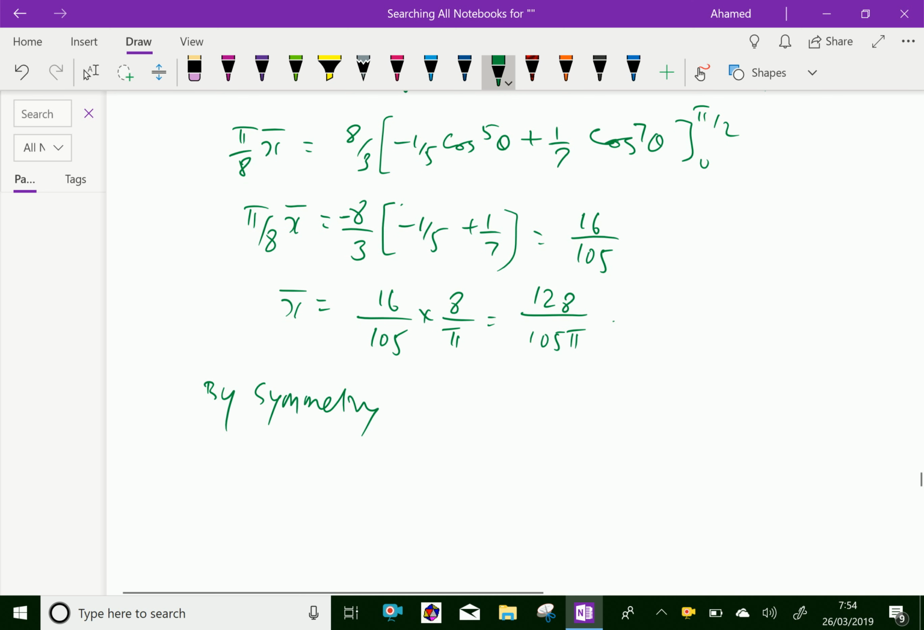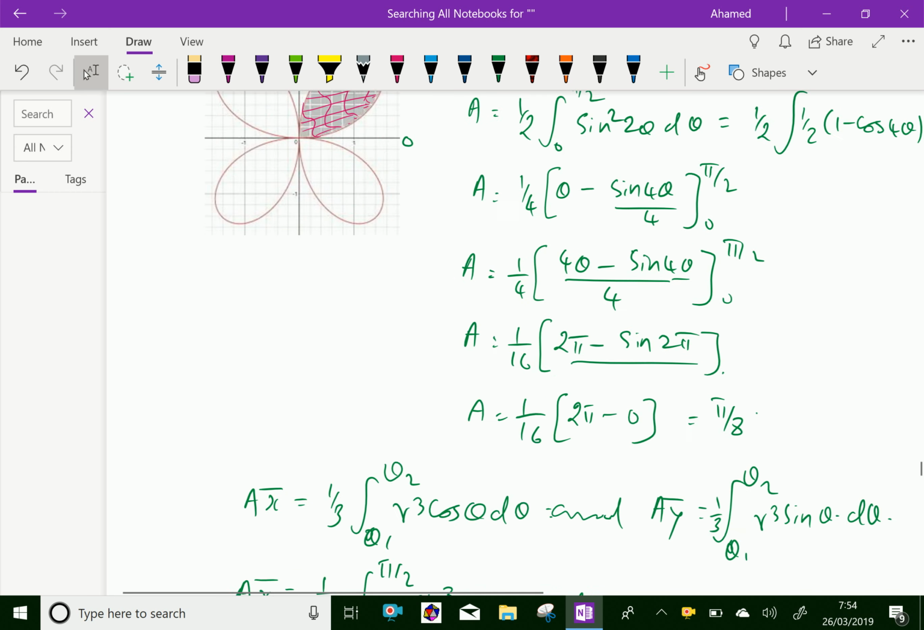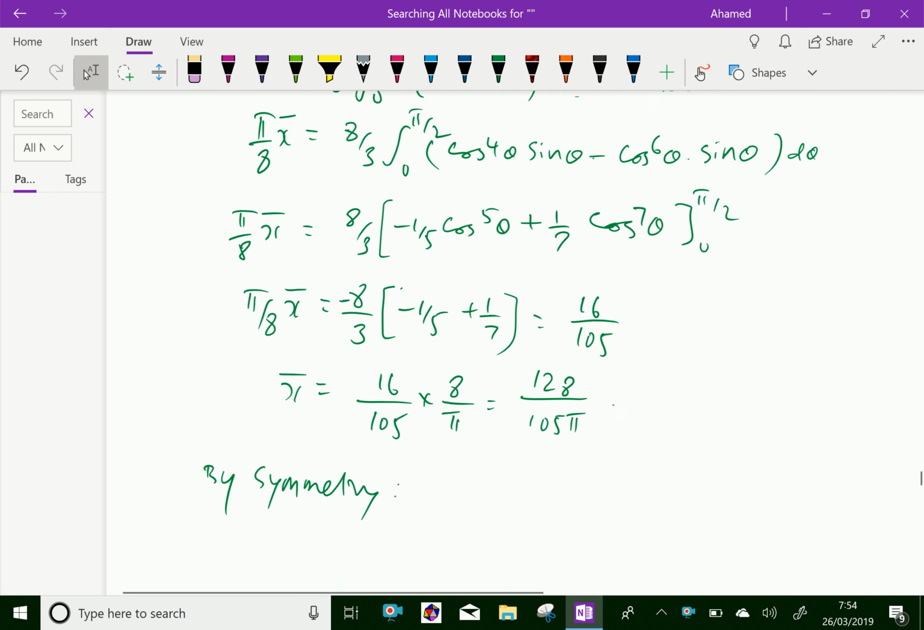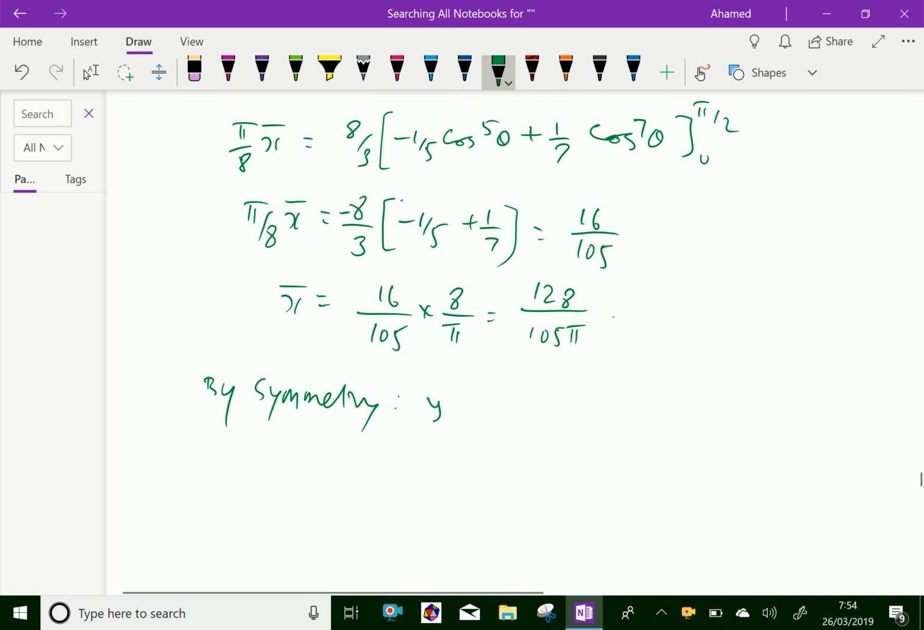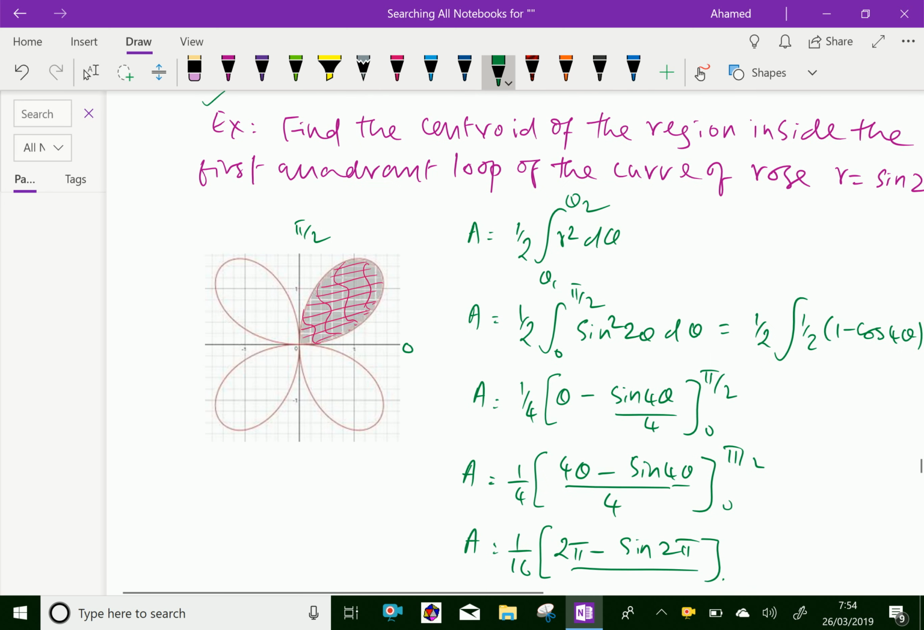By symmetry of the figure, we can say the y bar is also the same, 128 by 105 pi. Approximately, you can get this point. Here the point is x bar and y bar.